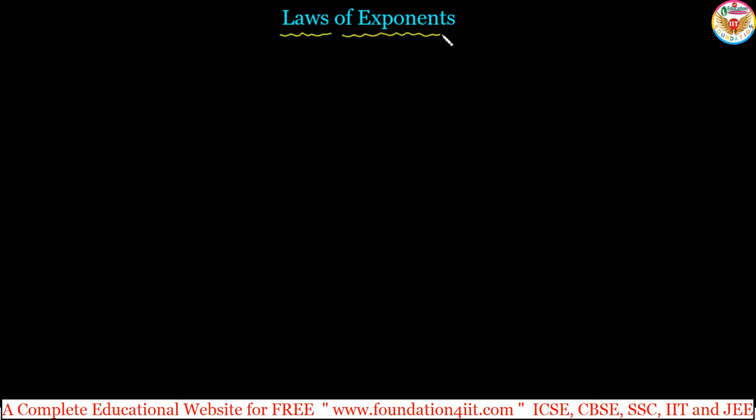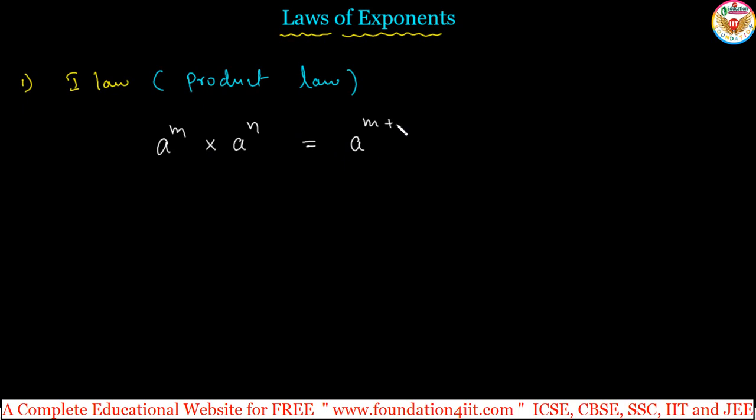Laws of exponents. In this we have three important laws. The first one is the product law. In this word only we can see the meaning. The product is nothing but multiplication. So here is the rule: a to the power m into a to the power n is equal to a to the power m plus n.